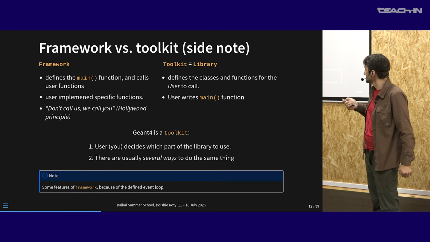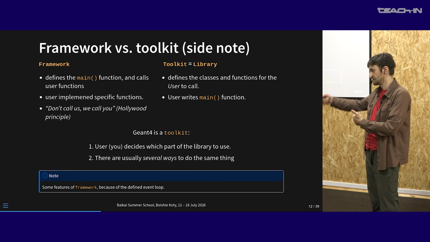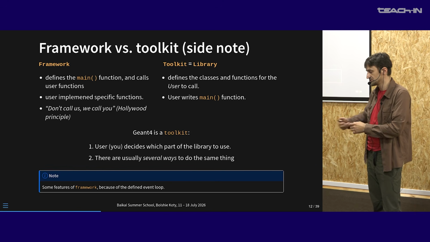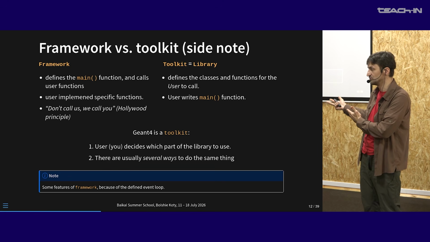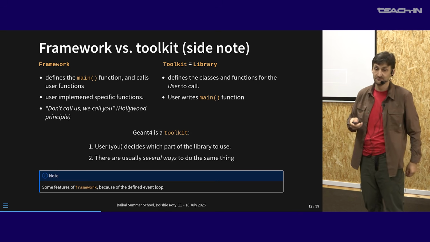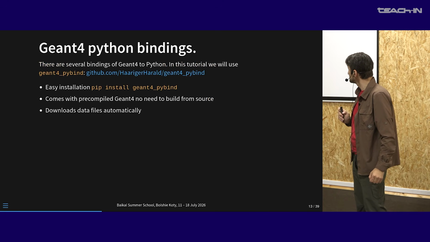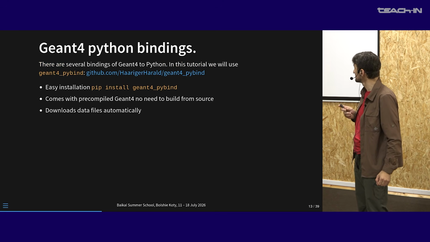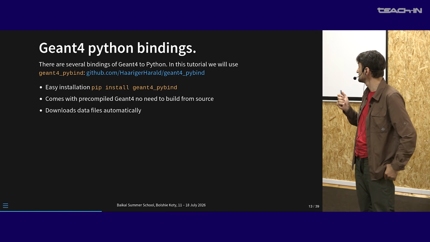Okay, that said, Geant still defines the main event loop, and the flow of the simulation can be viewed as a framework, because you actually have the functions which will be called by this event loop, and we will use them. And since it's written in C++, and this noble language is not as popular among students now as it used to be, we will use the Python bindings.